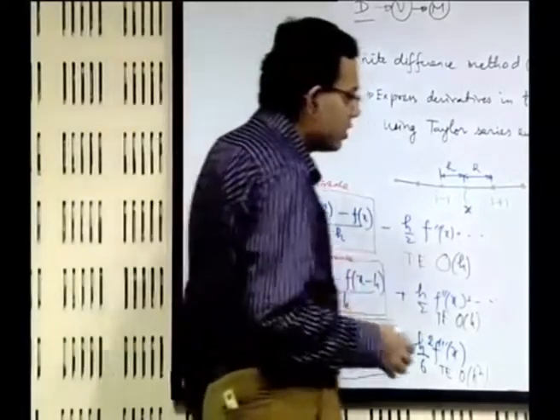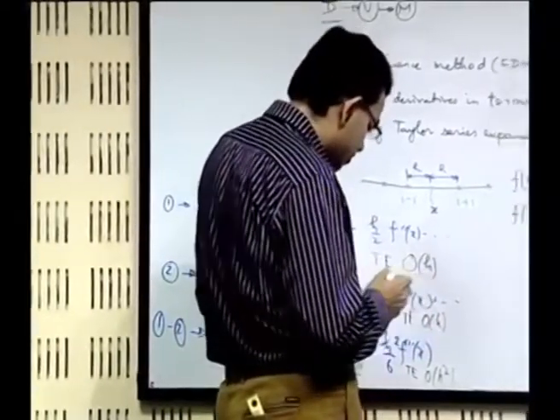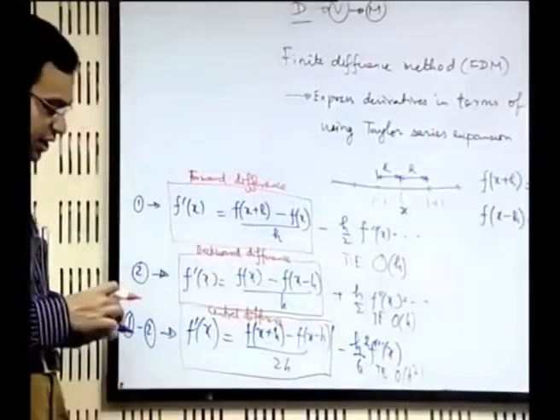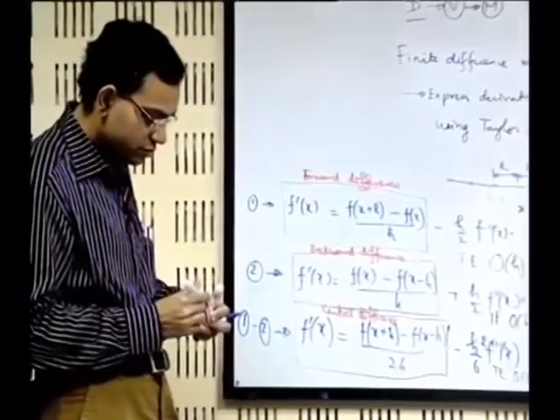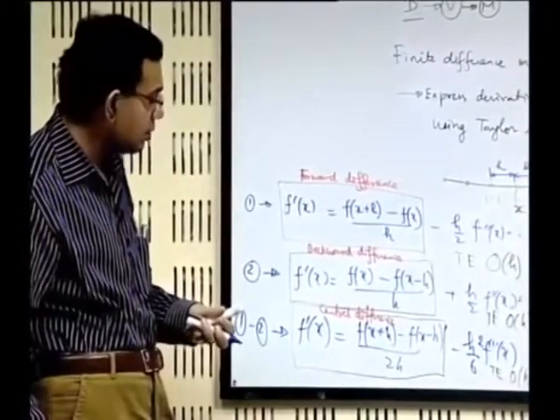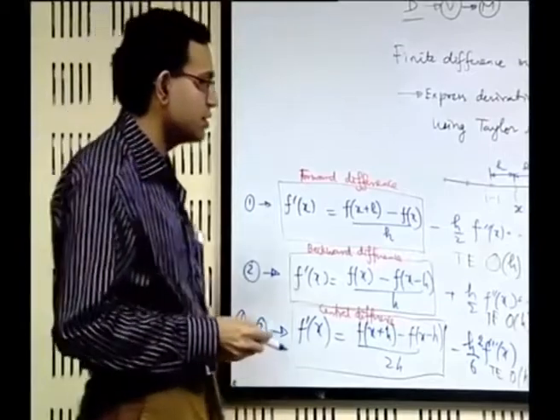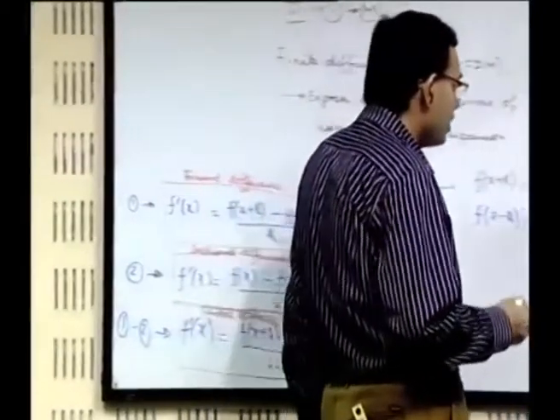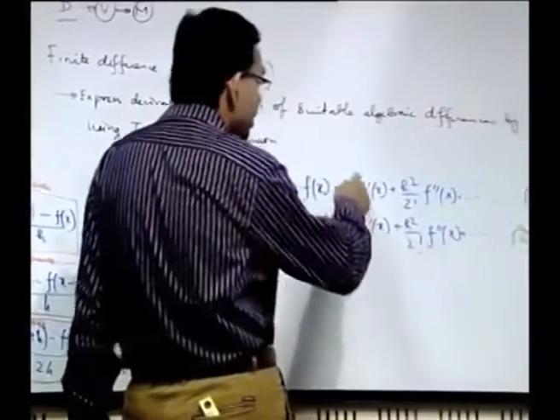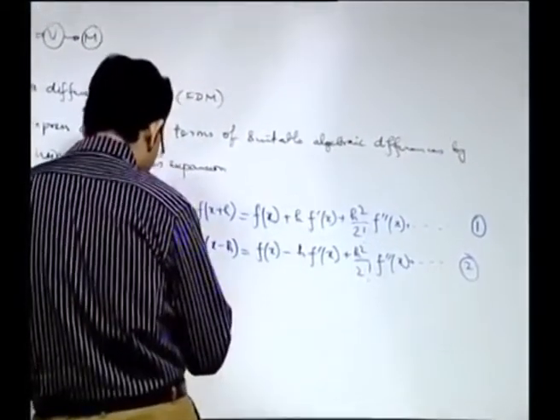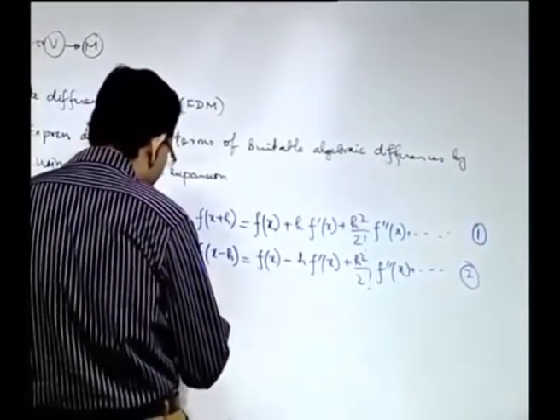Now, this is about the first order derivative. You can do similar things with the second order derivative. So, let us try to do that. Let us say we are interested in f double dash x. To get f double dash x, what we can do is add 1 and 2.